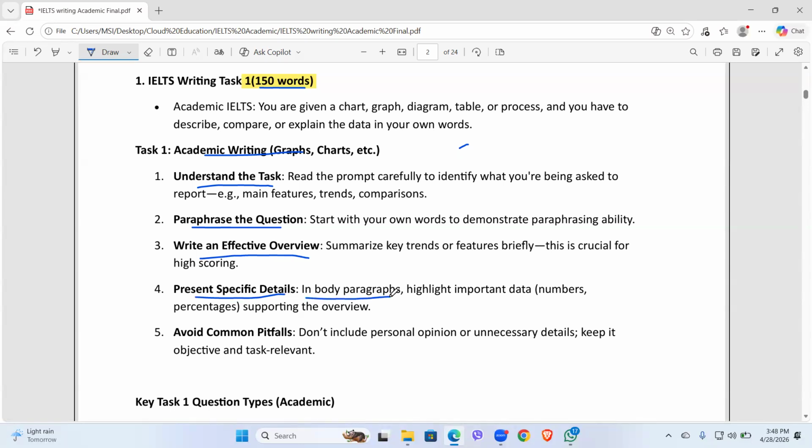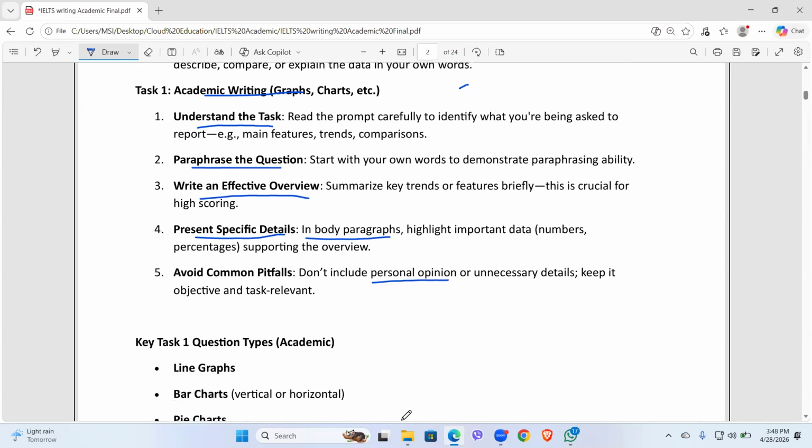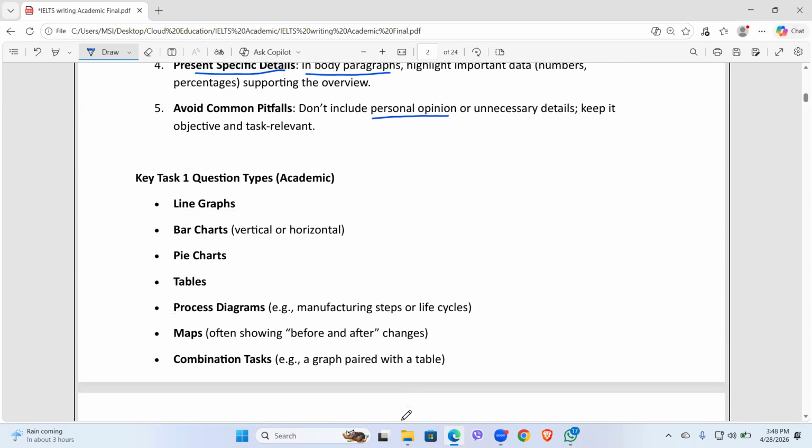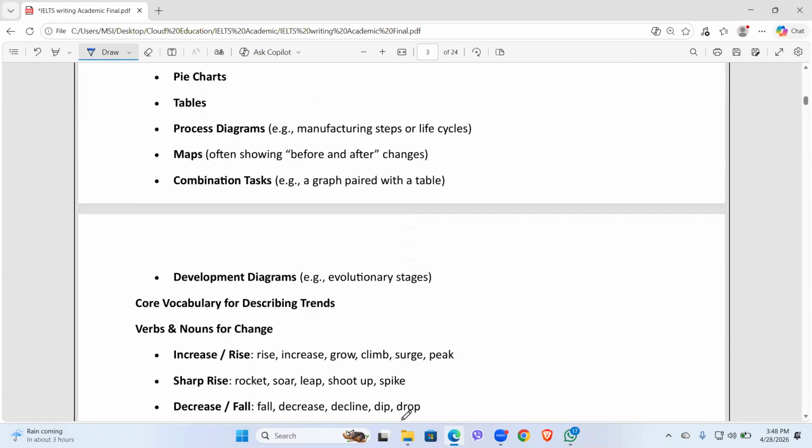In body paragraph, we write in detail. What about the use of tense? If past dates are given, then use past tense, otherwise present. Yes, and don't write personal opinion in writing task 1. In writing task 2, we use personal opinion. Okay. And there are different types of questions in writing task 1: pie chart, line graph, bar, pie, table, process, maps, combination, different.